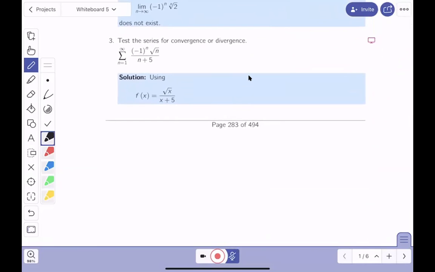Let's look at this one over here. This is an alternating series, right? It alternates.